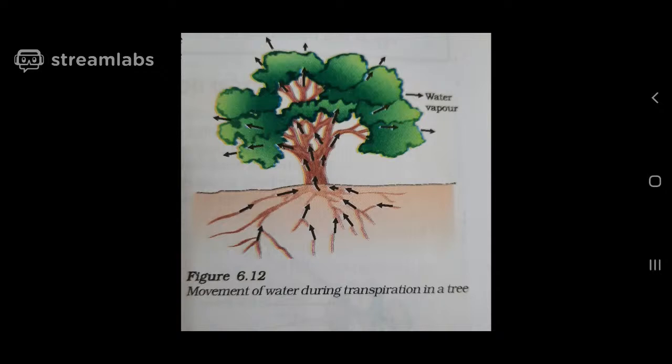Transportation in plants and animals. Very simple. In the plants, transportation is by xylem and phloem. Xylem conducts the water by transpiration pull. Phloem conducts the food by translocation of sap or food.